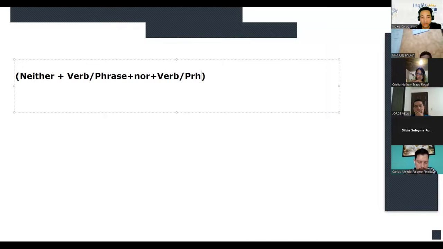Now let's go with the second part. What's the structure? It says neither plus verb or phrase plus nor plus verb or phrase. Okay, so look at the example. She will neither call him nor send him a message anymore.